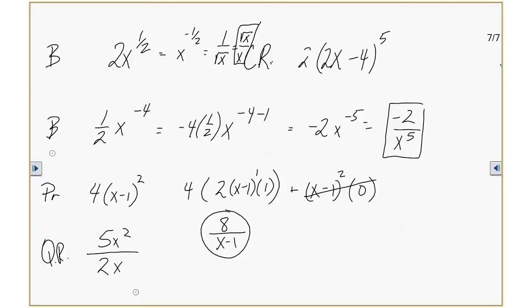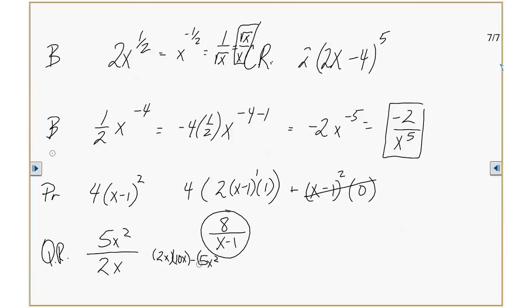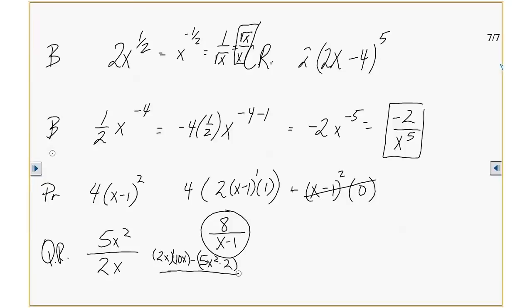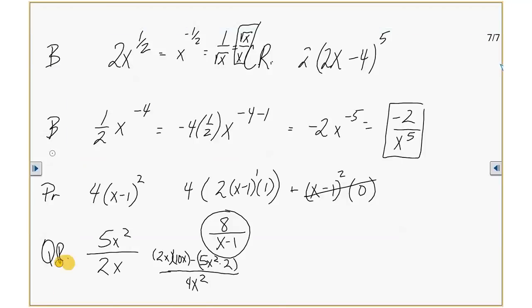Quotient rule: denominator times numerator prime, minus the numerator times the denominator prime, over denominator squared. Now what do you got to watch out for here? The quotient rule, you got to watch out for what? This guy right here. And that's why I put parentheses right here because of the minus sign. Okay?